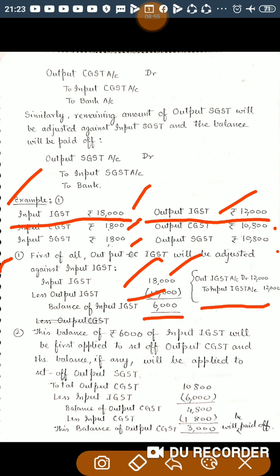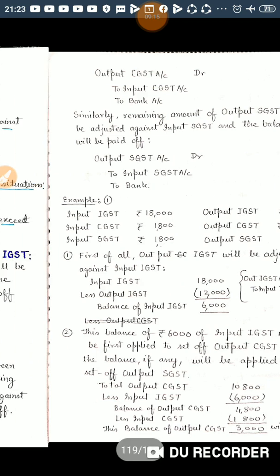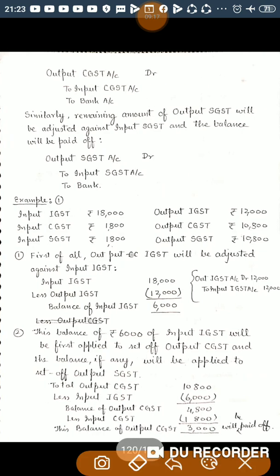The journal entry will be output IGST account debited to input IGST account, that is 12,000. Right now 6,000 is still remaining with the input IGST, right? This input IGST can be set off against output CGST and output SGST. So the second point I have shown here: the balance of 6,000 of input IGST will first be applied to set off against output CGST, and the balance, if any, will be applied to set off against SGST.